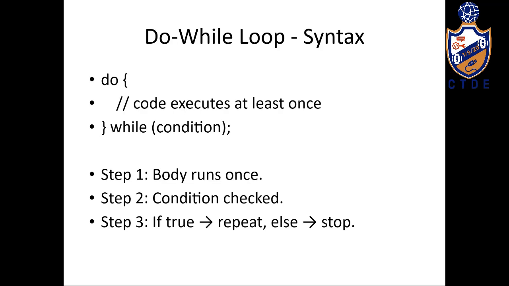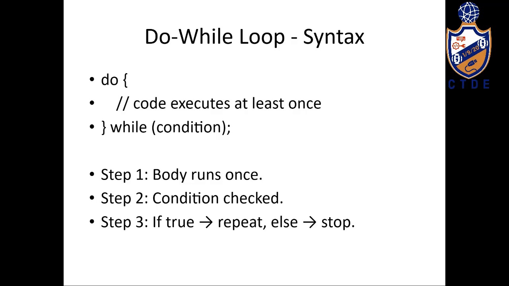Okay, and then we check the condition. So while condition is this. If the condition fails, we see that the condition is false, then we're no longer going to execute the loop again. Now this is how it works. Step one, the body runs at least once. It runs at least once without even checking the condition.